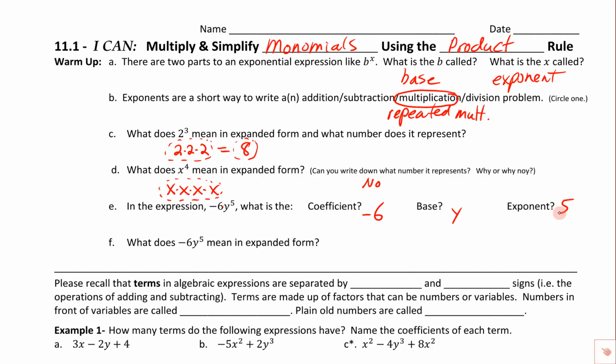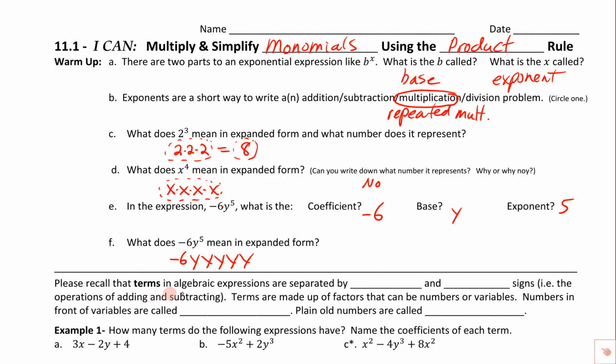And then it says, what does negative 6y to the fifth mean in expanded form? So we've got 1 negative 6. The negative 6 is not in parentheses. The 5 for the exponent only applies to the y. So we have 1 negative 6. There's no repeated multiplication with that negative 6. And then we're repeatedly multiplying the y by itself 5 times. So there's a y, a y, a y, a y, and a y. So that's what it means. That's all there is to that one.